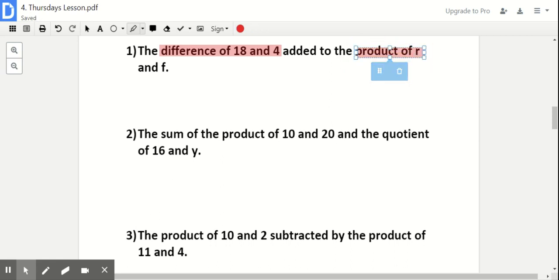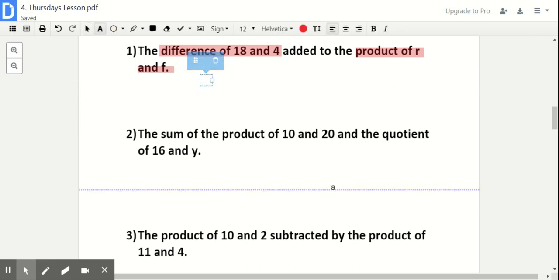So we're going to highlight those. We should know that these are what's going in our parentheses. All right. Now let's write this out. If I have the difference of 18 and 4, I know my first parentheses should be 18 minus 4. And then you're adding, and then to the product of R and F. So R times F. Okay.